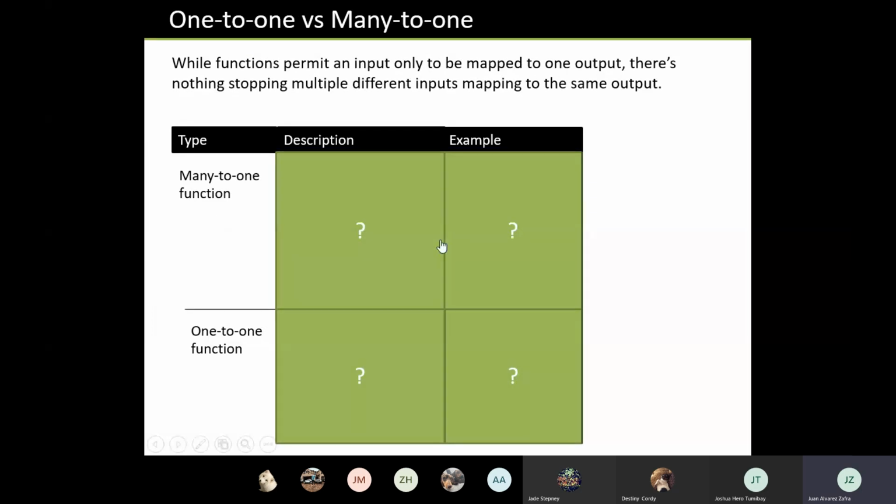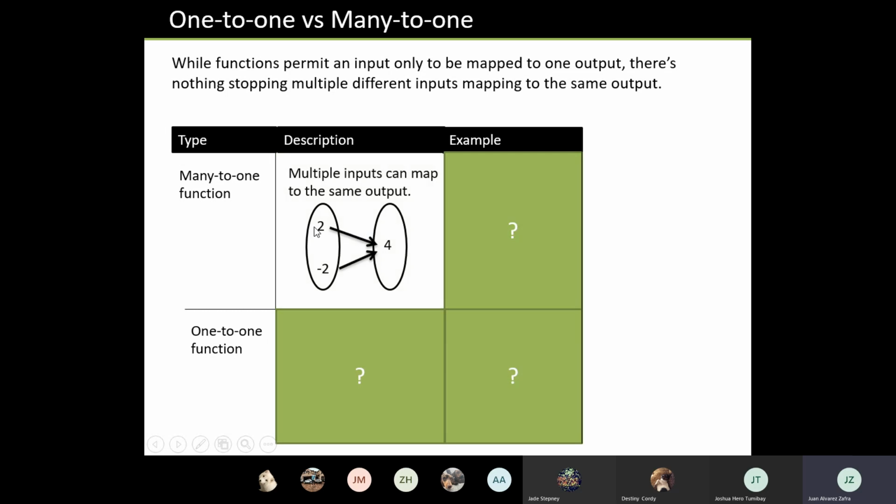While functions permit an input only to be mapped to one output, there's nothing stopping multiple inputs mapping to the same output. That's called a many-to-one function. So if you've got 2 values going to the same value, that's fine. For example, f of x equals x squared is a function. It takes the value 2 to only one value. It takes the value minus 2 to only one value. It copes with both of these values and can cope with any other value you give it.